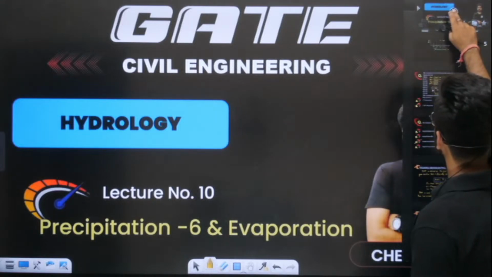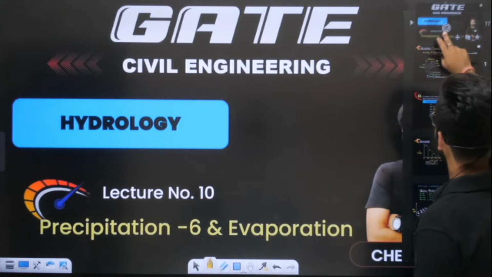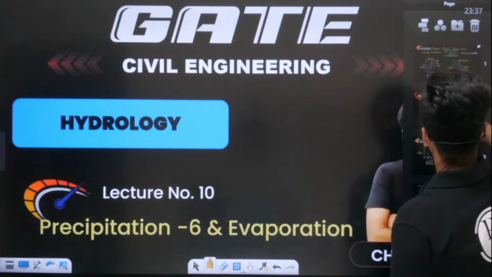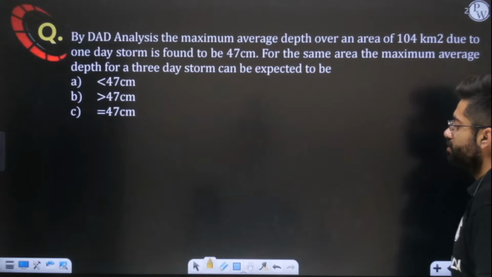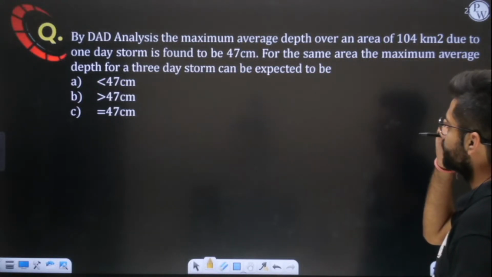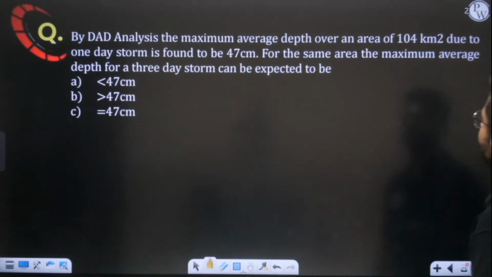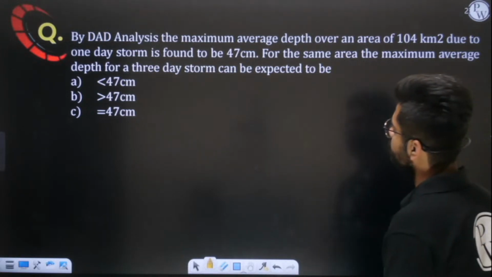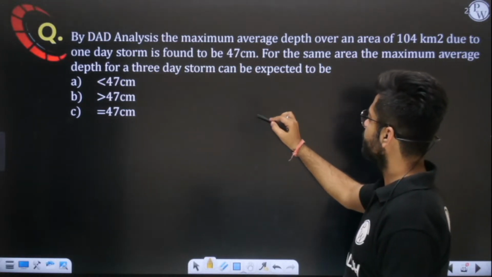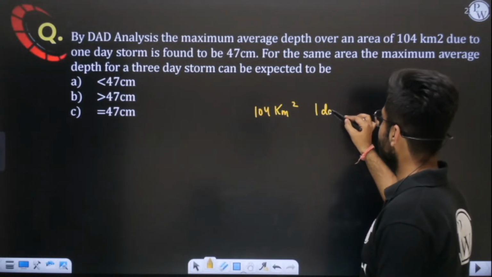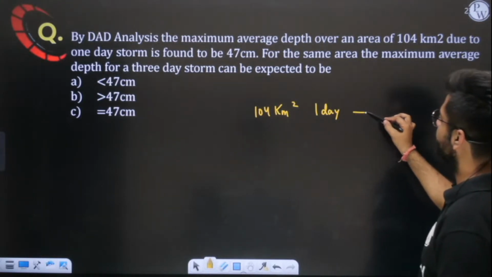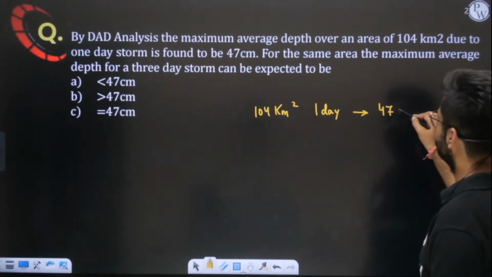Now we'll move on to the next question. I hope this question is very clear to you. Wait a second. Now we have one more question, this one. So tell the answer to this one. By DAD analysis, the maximum average depth over an area of 10^4 km square due to a 1 day storm is this much. Area is 10^4 km square, 1 day is the duration, and the depth which we have received is 47 centimeter.